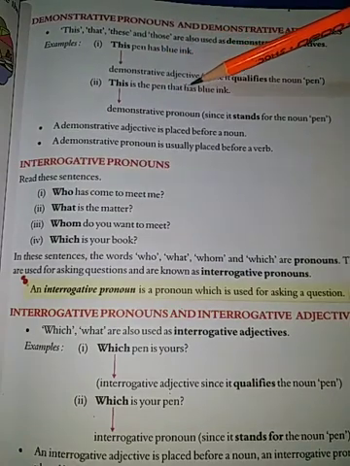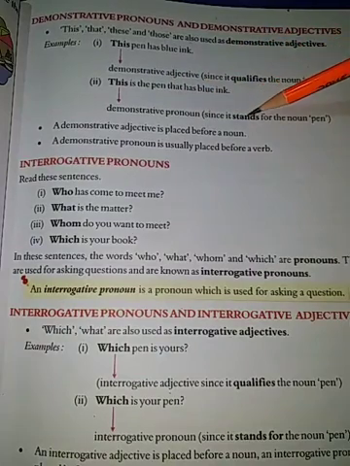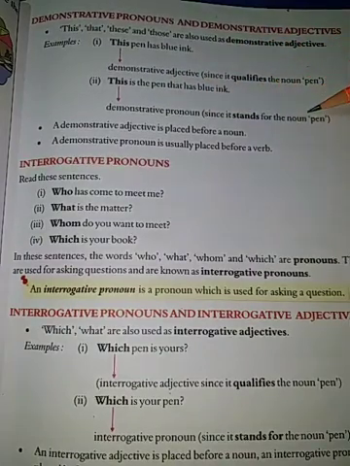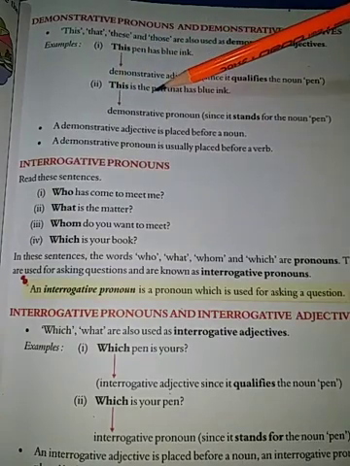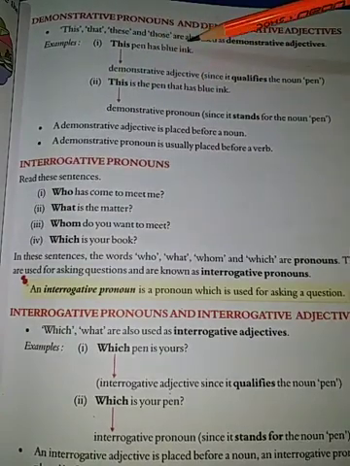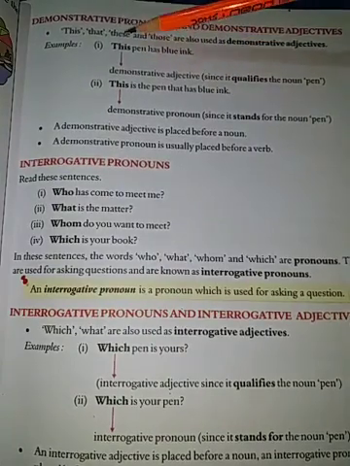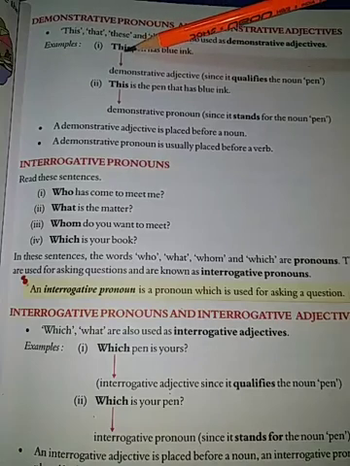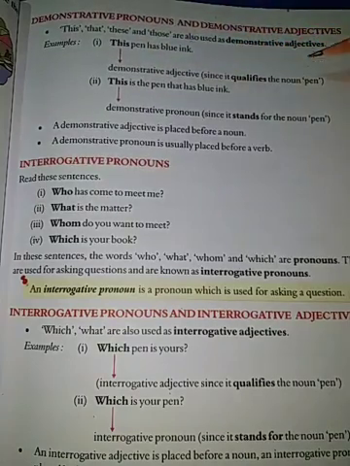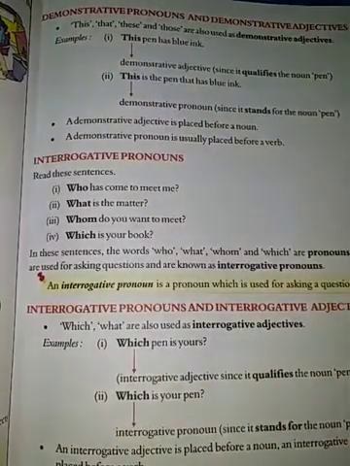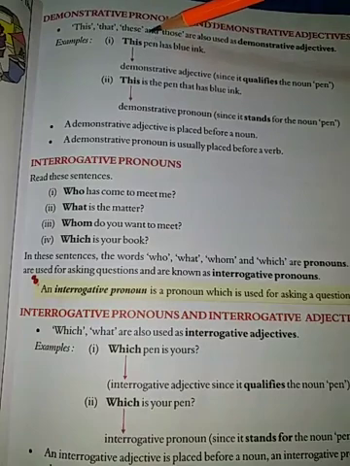This is the pen that has blue ink. Demonstrative pronoun, since it stands for the noun pen. Here this is standing for the noun pen. This pen has a blue ink. This is demonstrative adjective. Why? Since it qualifies the noun pen.